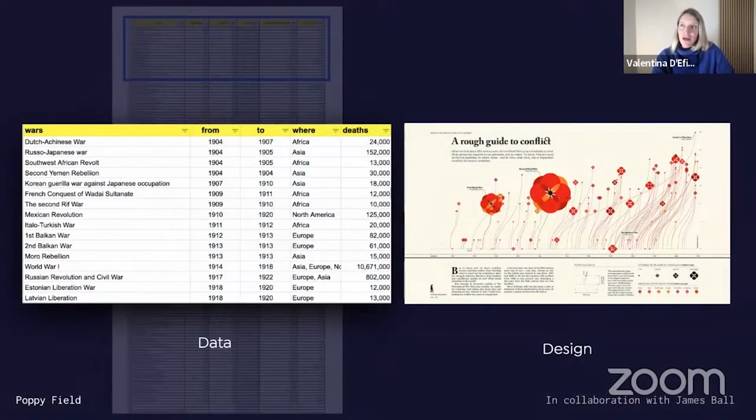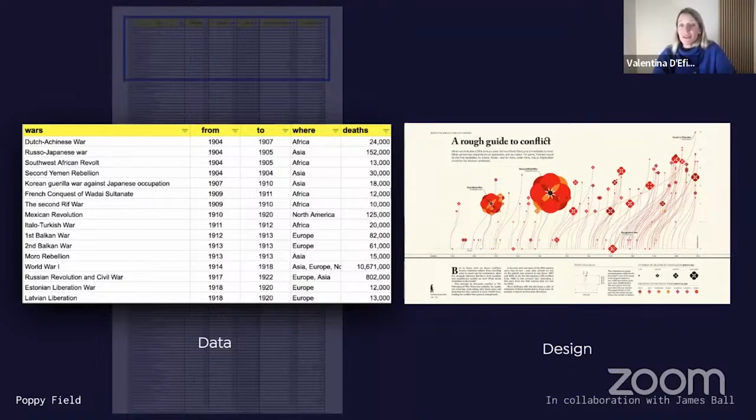Similar approach to this data project that is possibly one of my most well-known infographics from my book, The Infographic History of the World, called Poppy Field. It's a visualization of the conflicts of the last centuries. Again, the starting point is a database, is a data set. In this case, we're not looking at the future, but we're looking at the past. History is a data set that compiled the wars of the last century.